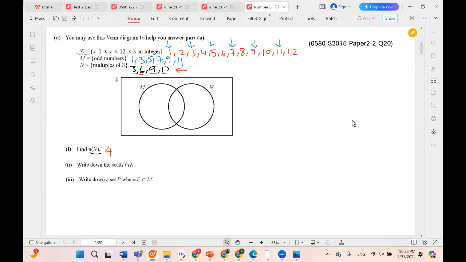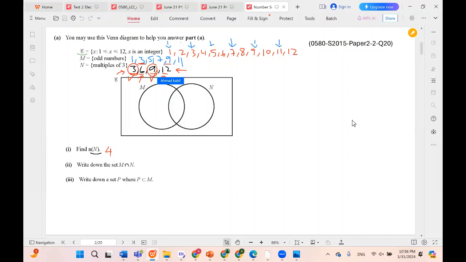Next, we are required to write down the set M intersects N. So M intersects N means we want the common elements between M and N. If I were you, I would just start with the smaller set, which is set N, and I would look at each element and check if it's also in set M or not. So if I look at 3, 3 is in set M, so 3 would work. If I look at 6, 6 is not in set M, so 6 would not work. 9 is in set M, so 9 would work, and 12 is not in set M, so it does not work. So the common elements are 3 and 9.